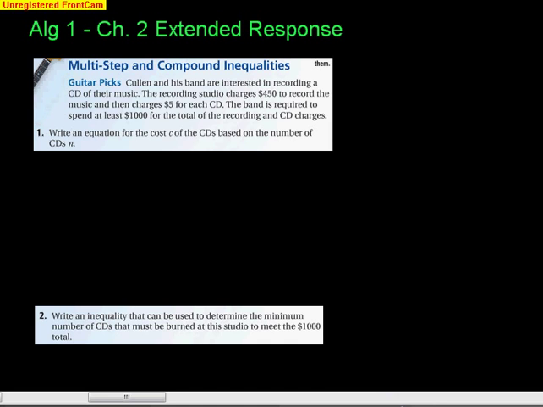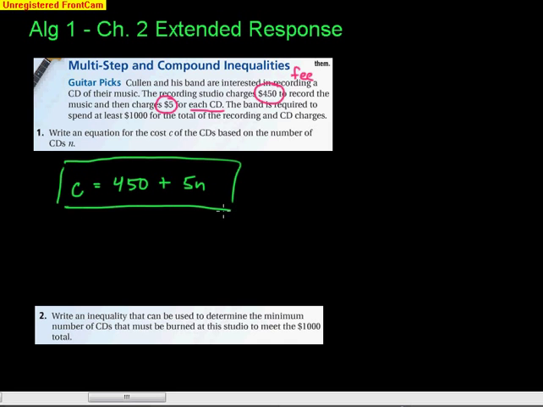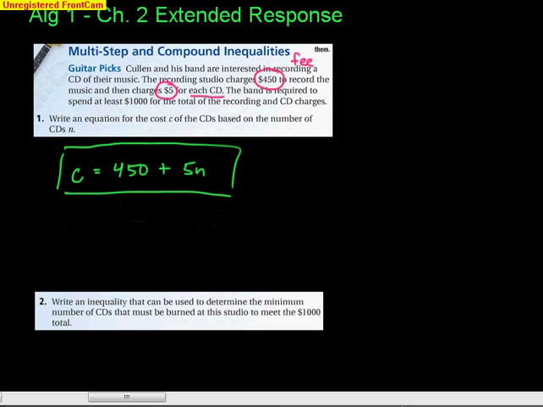Okay? So there are a couple numbers in here. First, the $450. The $450 is a flat fee, so it's just a number. The 5 is for each CD. That's a rate, so that's going to be connected to the number of CDs, which is N. So my cost, C, is going to equal my flat fee of 450 plus the $5 per CD.